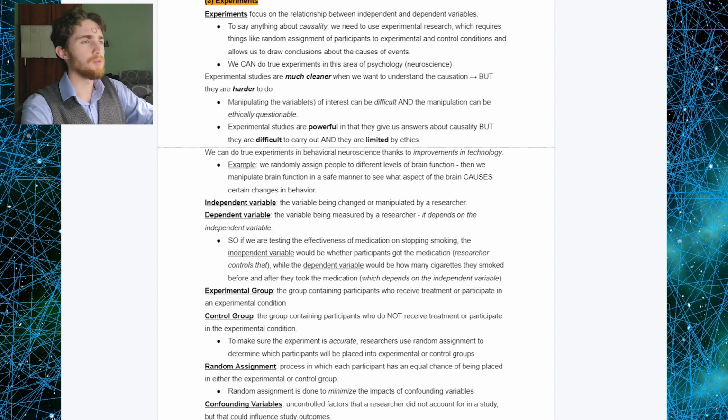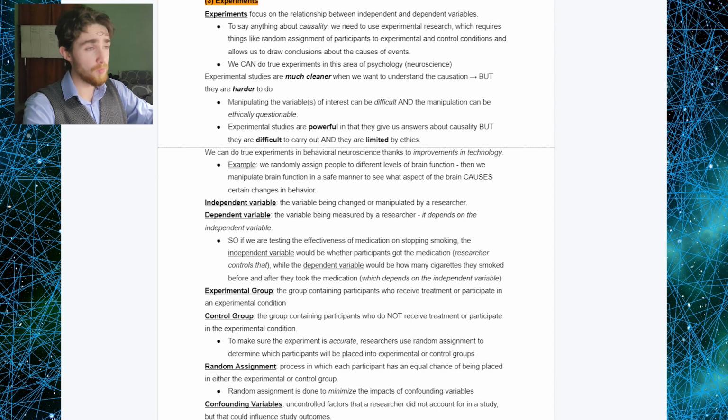So let's say, for example, we are testing the effectiveness of medication on stopping smoking. In this case, the independent variable would be whether the participants get the medication, all right, because we, as the researchers, control that. The dependent variable would be how many cigarettes they smoked before and after they took the medication, because that depends on the independent variable, the treatment in this case.